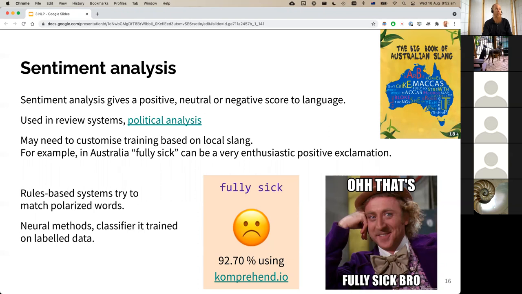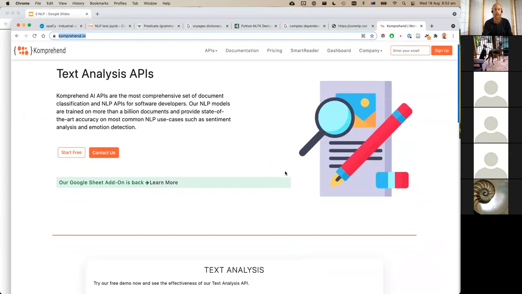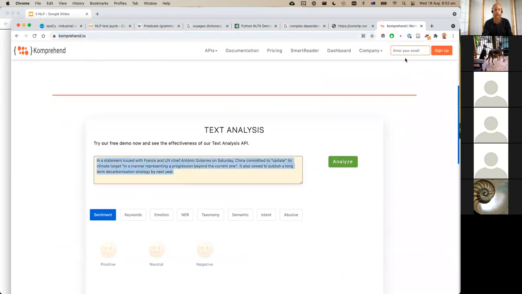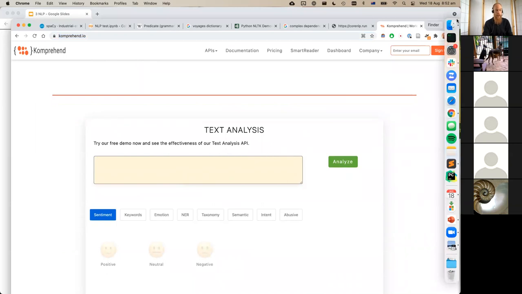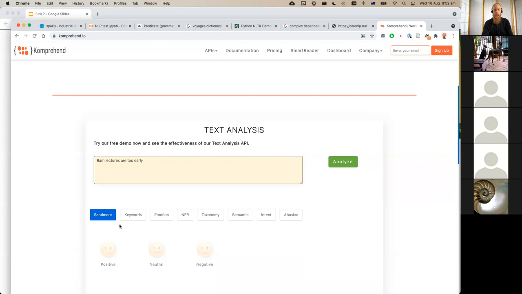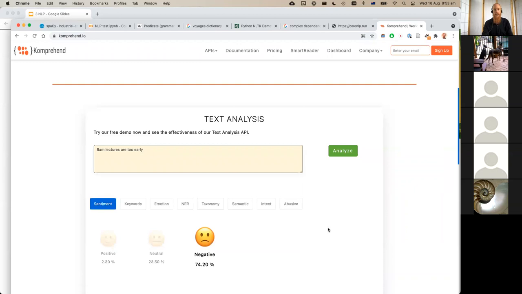We can demonstrate this at the website Comprehend. Again, I'll put that in the chat. So on this site, we can scroll down a little bit and we can type some text in there. "8 a.m. lectures are too early." Let's analyze that for sentiment, and it's rated that as 74% negative sentiment.